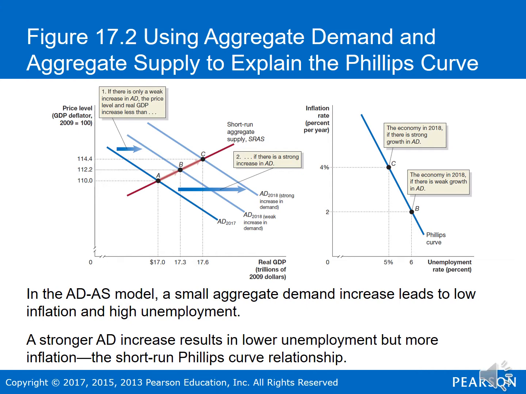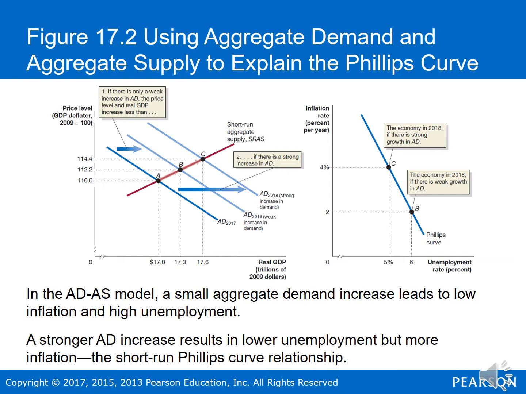So what our aggregate demand and aggregate supply model tells us is that when we have a greater increase in aggregate demand, we're going to see a higher inflation rate. And the higher inflation rate is going to be associated with a lower unemployment rate, because we have this higher level of output, and firms are going to need to hire more workers. But also, while this is going on, we're seeing an increase in the inflation rate. So by using our aggregate demand and aggregate supply model, we end up with the same relationship as we see from the Phillips curve.